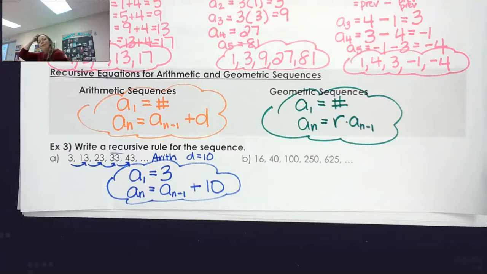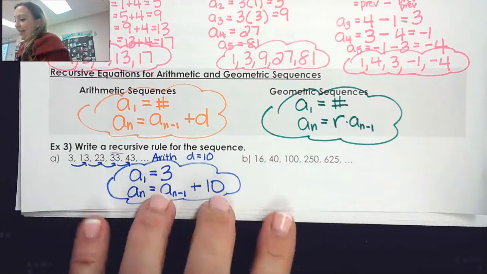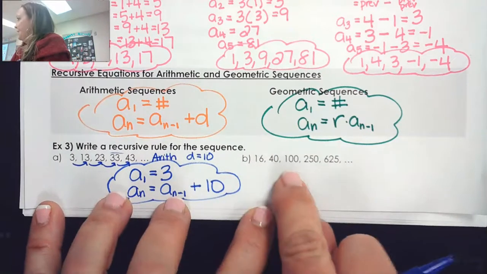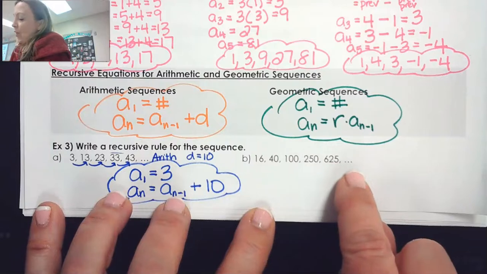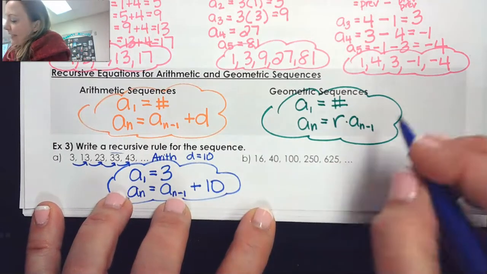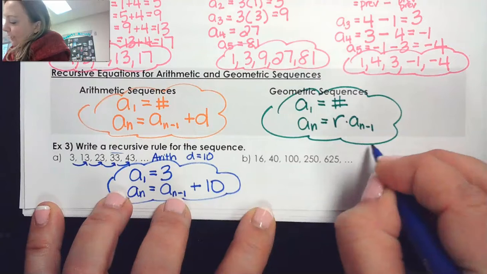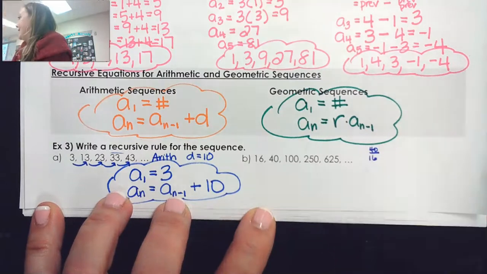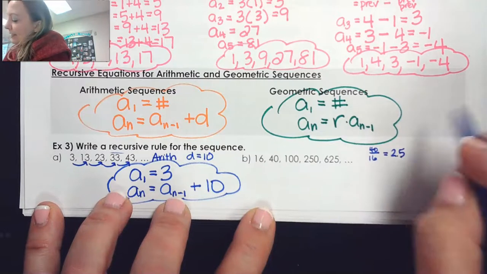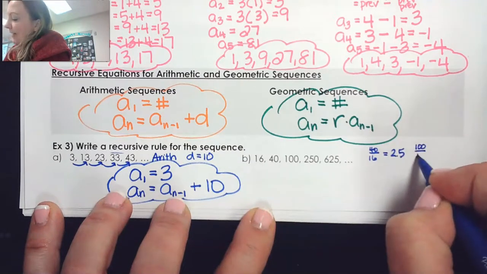Now, how about letter B? In letter B, this one might not be quite as intuitive. Are we adding the same thing though? No. So let's check to see if we're dividing. Let's take 40 divided by 16. What do you get when we divide 40 by 16? 2.5.